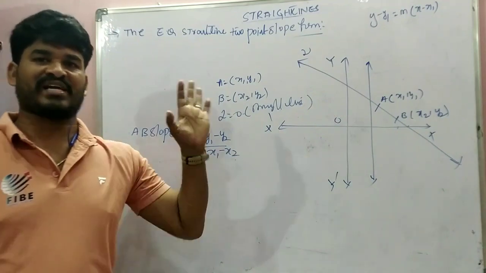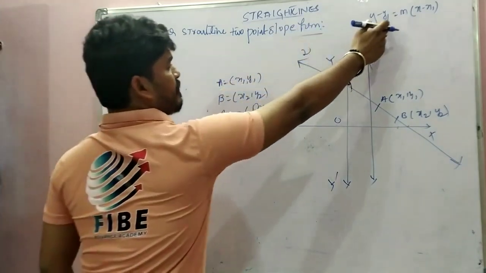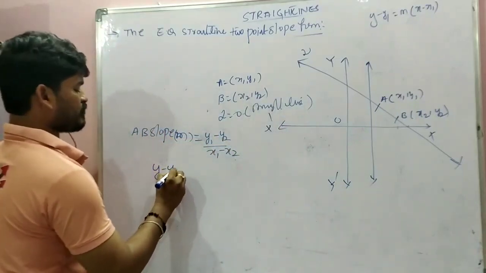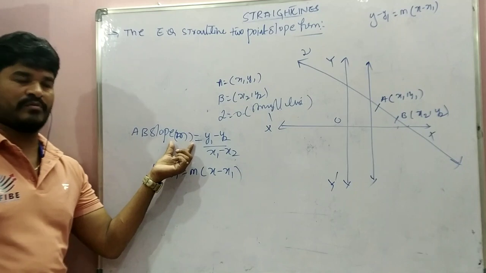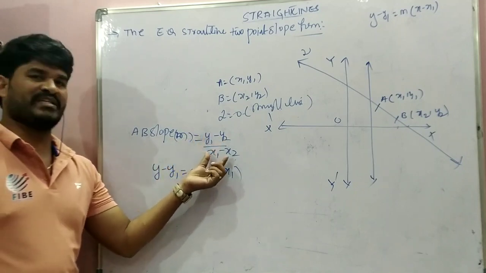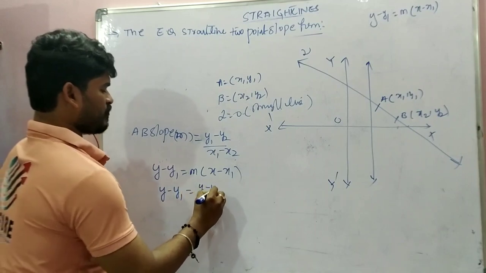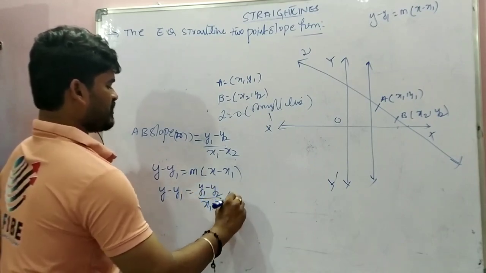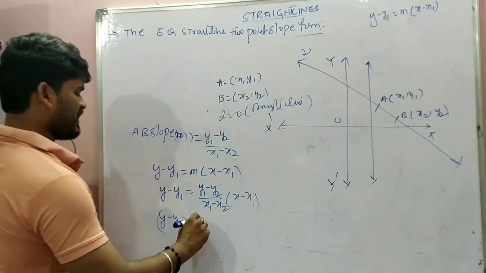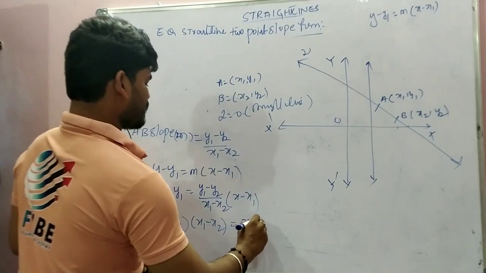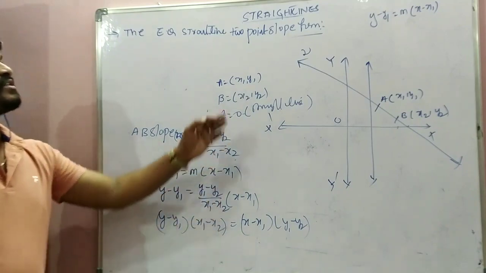Already we know the equation of the straight line in point-slope form: y - y1 = m(x - x1). Substituting the value of m = (y1 - y2)/(x1 - x2) into this equation, we get y - y1 = (y1 - y2)/(x1 - x2) × (x - x1). Taking cross multiplication, (y - y1)(x1 - x2) = (x - x1)(y1 - y2).